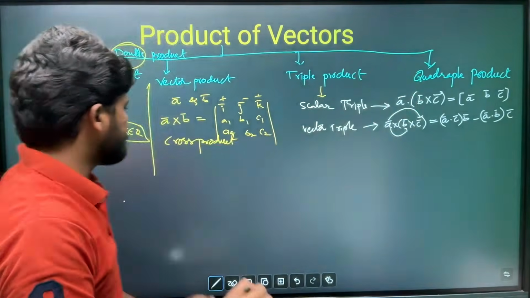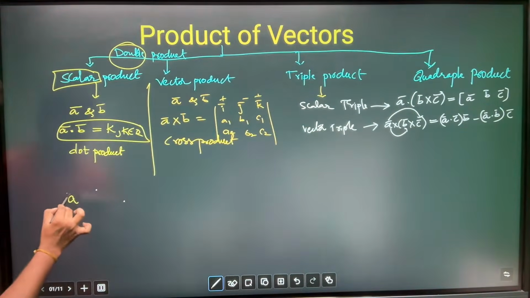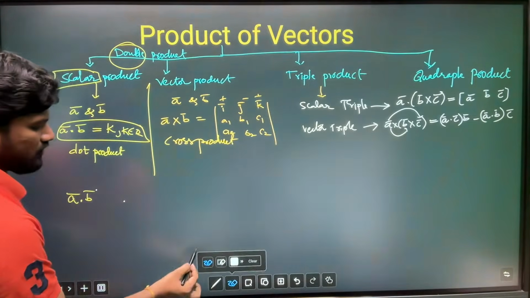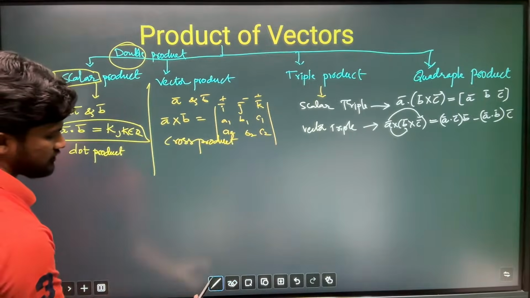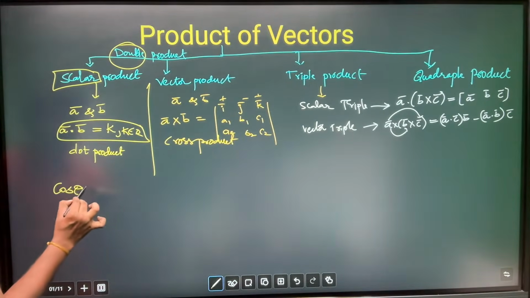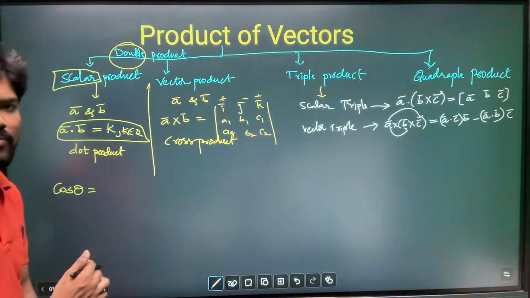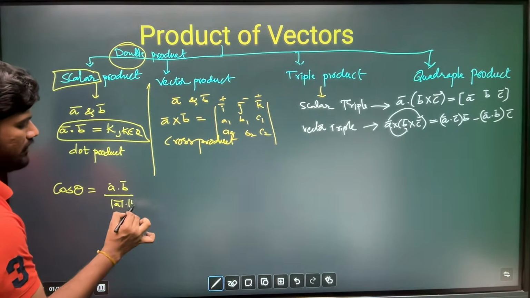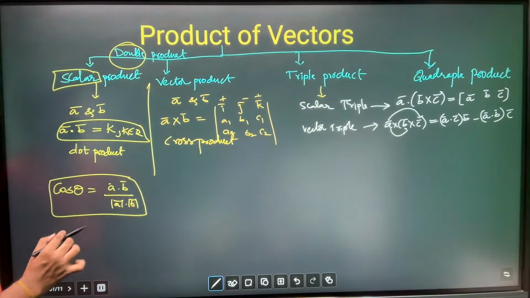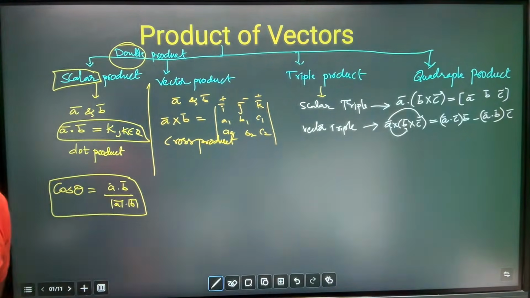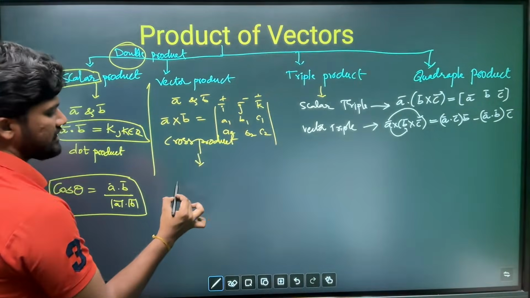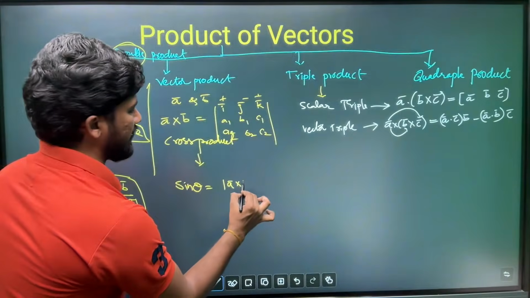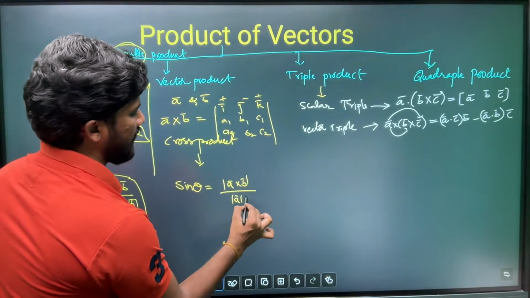Now based on this, I am writing here in dot product. Whenever you write a bar dot b bar, they will ask you to find the angle between. In VSAQ questions, they ask to find the angle between two vectors. Cos theta is equal to a bar dot b bar by mod a bar into mod b bar. This is the formula to find the angle between any two vectors in dot product. The same formula in cross product: sin theta is equal to modulus of a bar cross b bar by mod a bar into mod b bar.